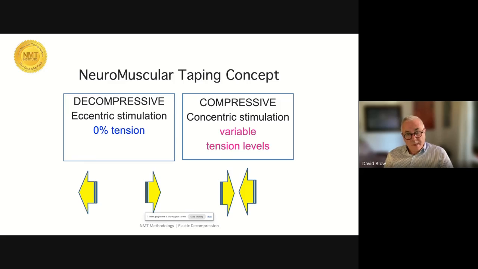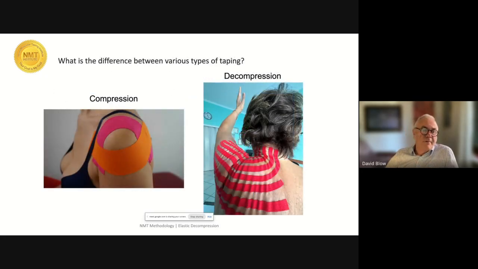So what I did is I just explored how we create a decompression taping application, which is the opposite of a compression taping application. That means applying a tape which creates an eccentric stimulus, which is opposite to a concentric stimulus. To create an eccentric stimulation, you apply 0% tension. Where it's concentric, you apply variable tension levels, but zero tension is also the opposite. So we have one which is obvious compression, the other is obvious decompression.